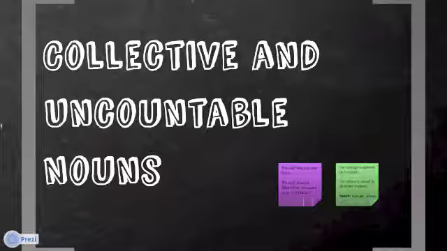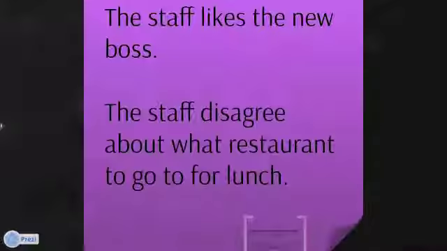Sometimes the noun and the subject is collective. The rule you should follow here is if the subject agrees with itself, then you should use a singular verb, whereas if the subject does not agree, then you should use the plural verb. "The staff likes the new boss." Here all the members of the staff agree with each other, so the singular verb is used. "The staff disagree about what restaurant to go to for lunch." In this sentence, the members of the staff do not agree, so the plural verb is used.